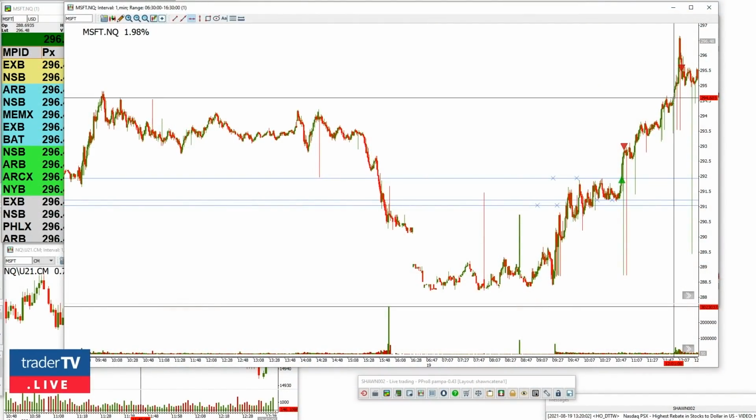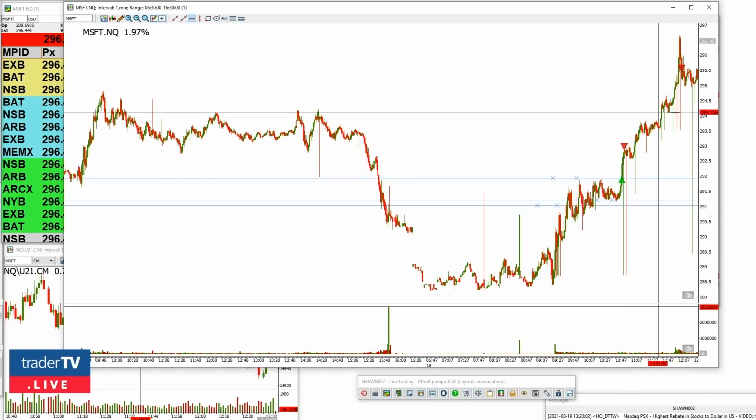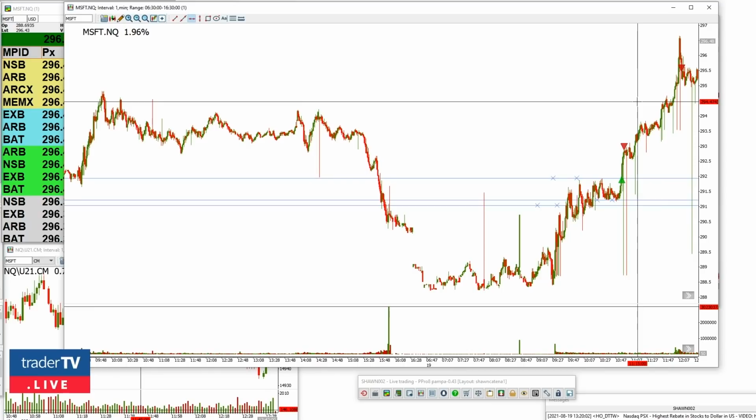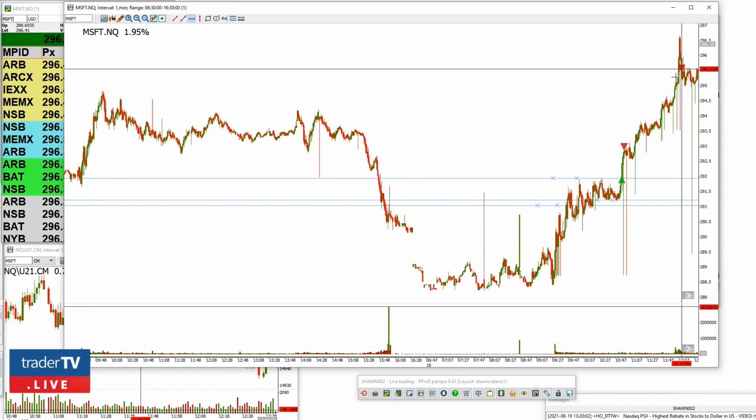Then you see the price action again on that break. So look at the consolidations, break, consolidations, break. So that's Microsoft in a nutshell. Consolidate here, break up, consolidate, break, a whole bunch of them all the way to the upside.